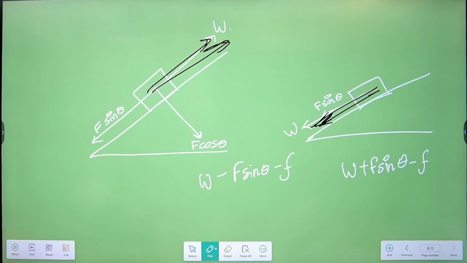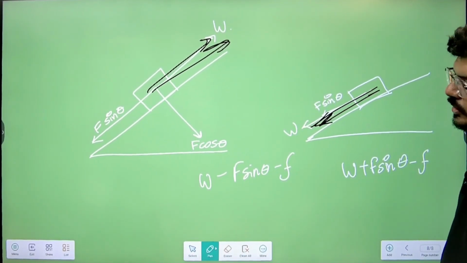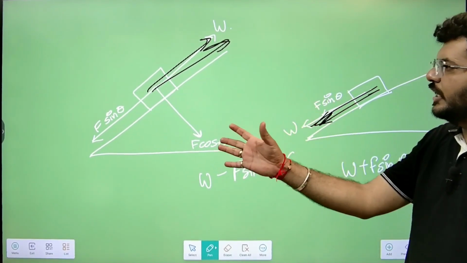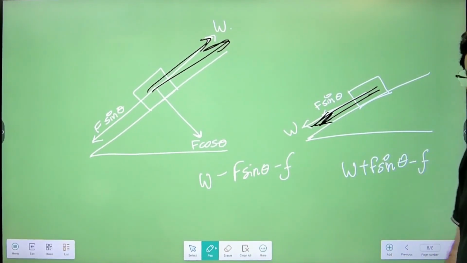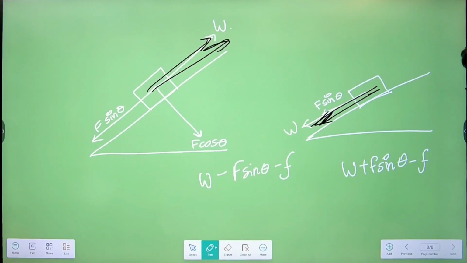In both of these scenarios, F cos theta does not influence the answer. In both of these scenarios, F cos theta does not make any change to velocity or the force applied. F cos theta is useful when you are considering rolling and all of those things, but right now you don't have to.